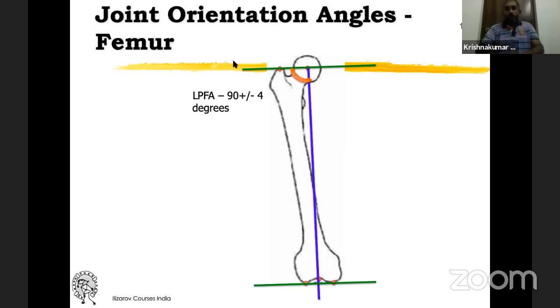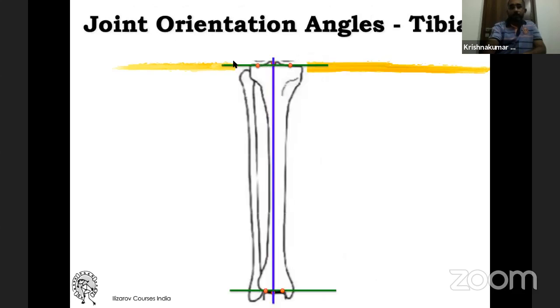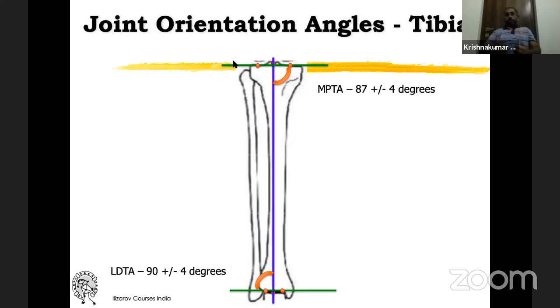So if you are talking about the proximal femoral angle, the lateral proximal femoral angle is 90 degrees. There can be a variation of 4 degrees plus or minus. Then you have the distal femoral angle. Again, it is the lateral distal femoral angle because it is the acute angle. It's 88 degrees. You have the proximal tibial angle, but here, instead of lateral, you are taking the medial proximal tibial angle. Why? Because the medial proximal tibial angle is acute. So the medial proximal tibial angle is again 87 degrees plus or minus 4 degrees. Then you have the lateral distal tibial angle, which is 90 plus or minus 4 degrees. So all these angles are more or less close to 90 degrees.